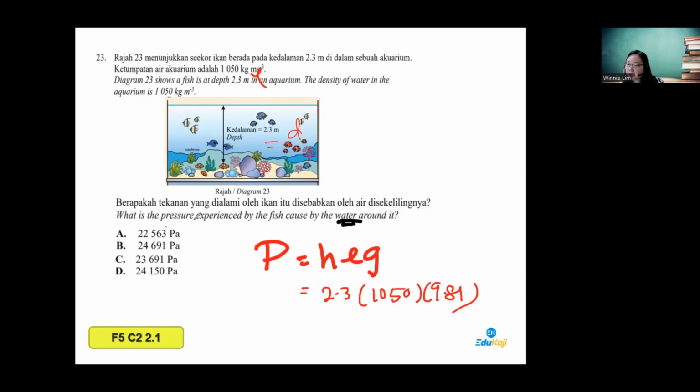So when you press the calculator, you're supposed to get 23,691.15, also which is the more accurate answer, C.